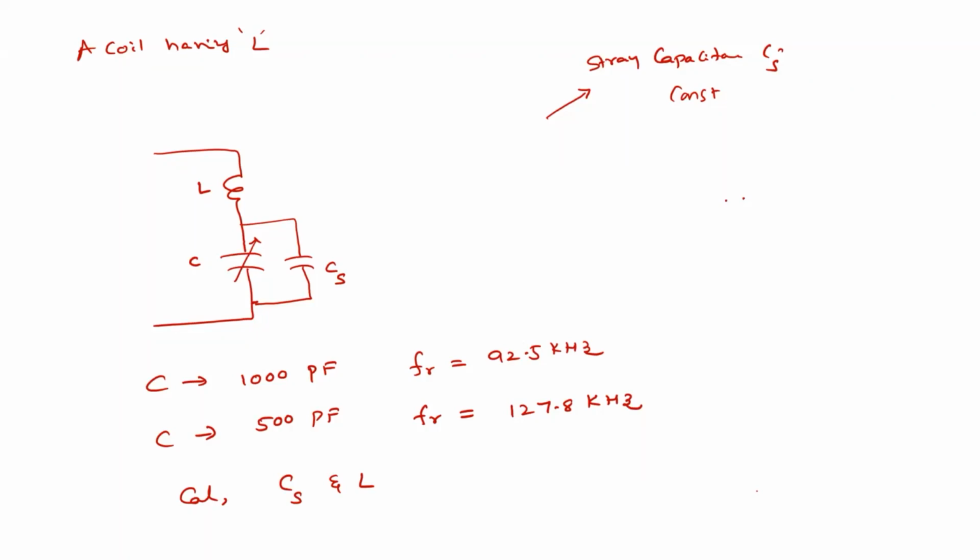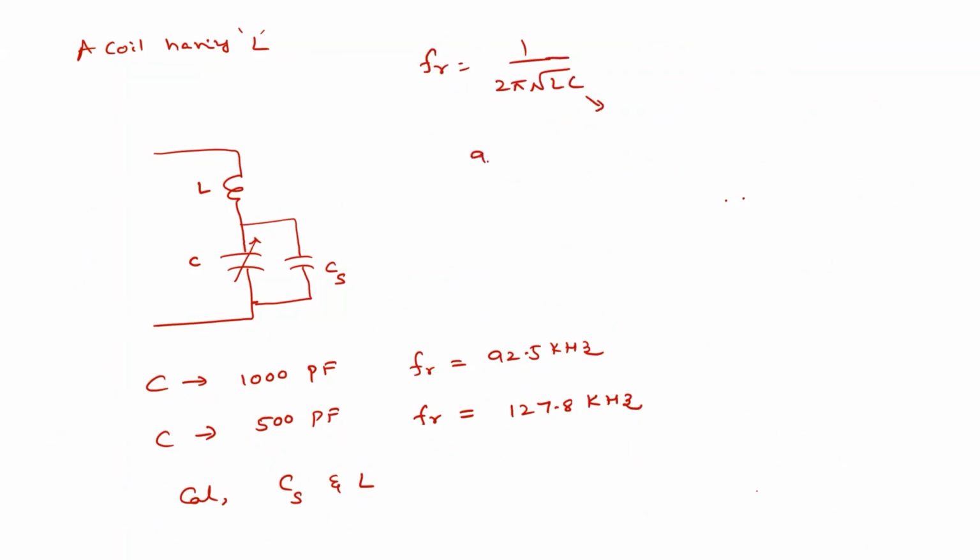So how to solve this problem? We have to consider that both capacitors are in parallel, so we take C plus Cs in place of C. We have to take two cases for FR. The resonant frequency FR equals 1 by 2 pi square root of LC, and here C is C plus Cs.